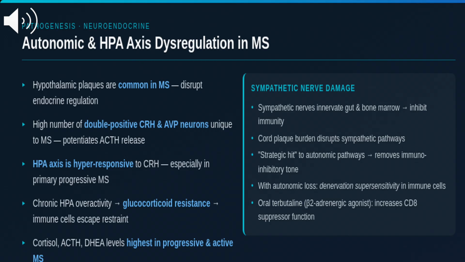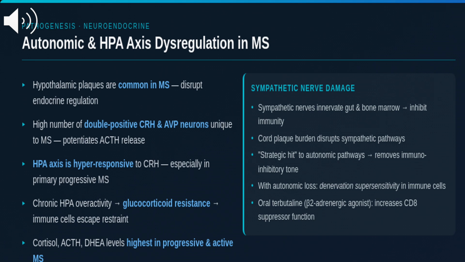The HPA axis becomes hyperresponsive to CRH, especially in primary progressive MS. Chronic HPA overactivity renders cells insensitive to glucocorticoids, which is why high-dose steroid therapy eventually loses its efficacy in progressive MS. The cells have been exposed to chronically high cortisol and have downregulated their receptor sensitivity.